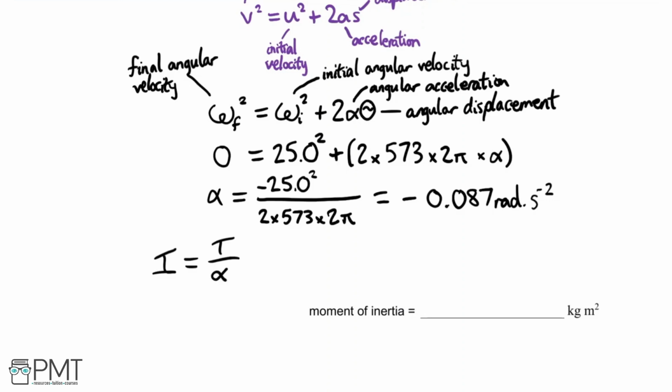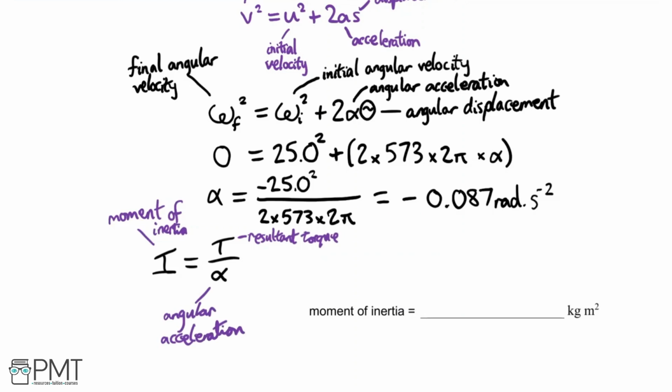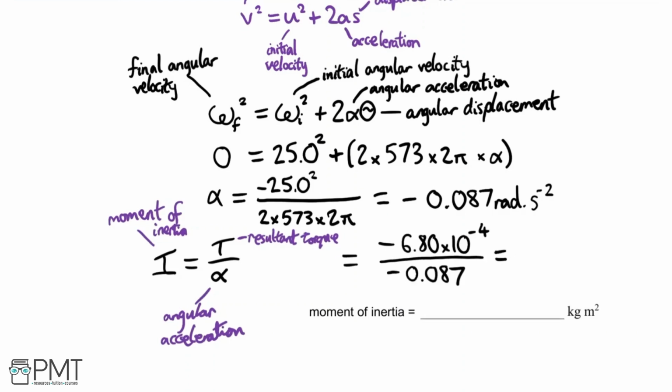So I've said here that moment of inertia is equal to torque divided by angular acceleration, in a similar manner to how mass is equal to resultant force divided by acceleration. Think of this as an angular equivalent of Newton's second law. So let's substitute in our values. We end up with 7.82 times 10 to the minus 3 kilogram meters squared. So that's the value that we write into the answer space.